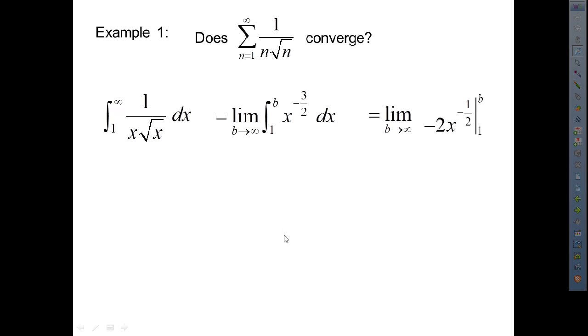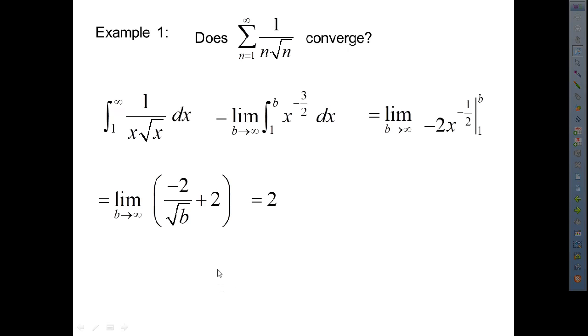We plug that stuff in and let b go to infinity. So what's going to happen with this one right here? Well, if we do the square root of infinity, that's going to be a really big number. -2 divided by some big number is going to be 0, so that one's going to go to 0. So the limit's going to approach 2.